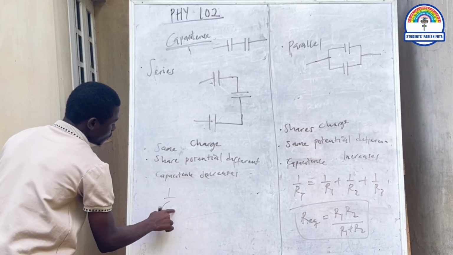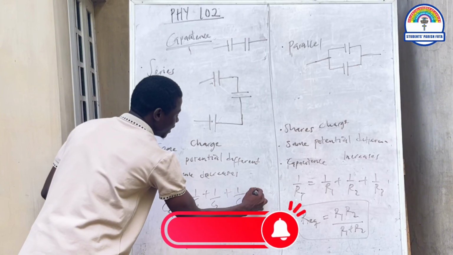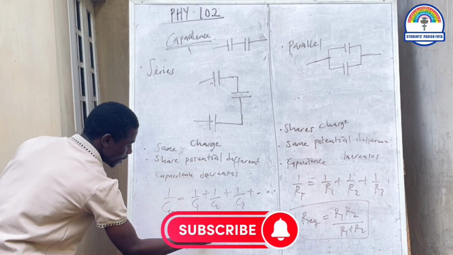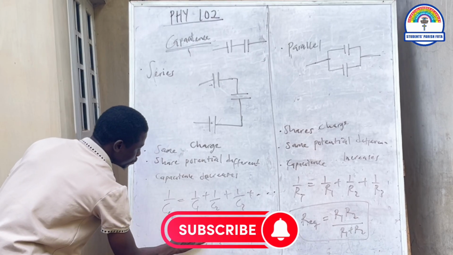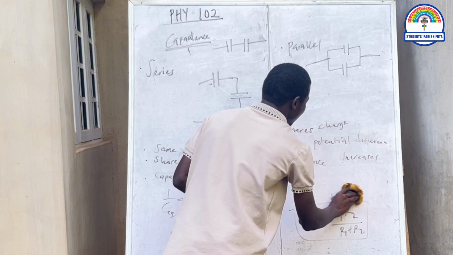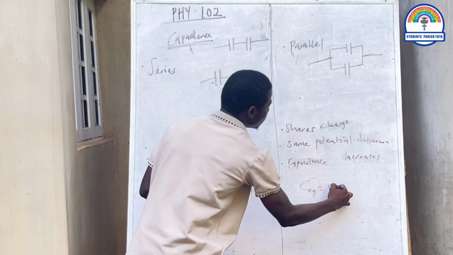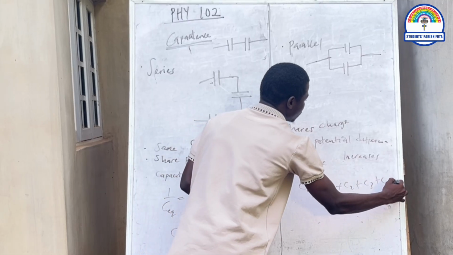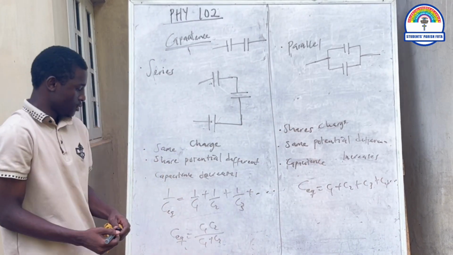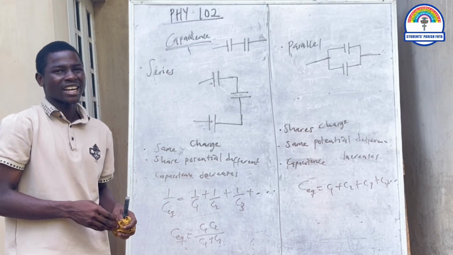For series, 1 over C equivalent equals 1 over C1 plus 1 over C2 plus 1 over C3, like that. And if it is just for 2, it is C1 times C2 over C1 plus C2. For just 2, remember. But in parallel, the C equivalent is C1 plus C2 plus C3 plus C4, like that. So it increases. But in series it decreases, because by the time you do the reciprocal, you're going to have a lower value. So this is just the short note on their calculation.